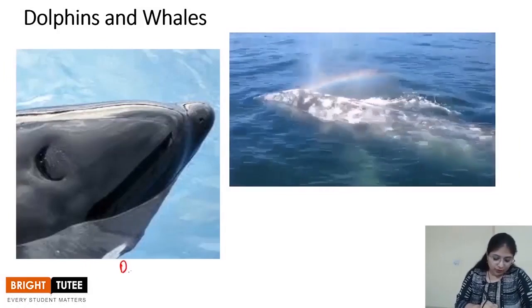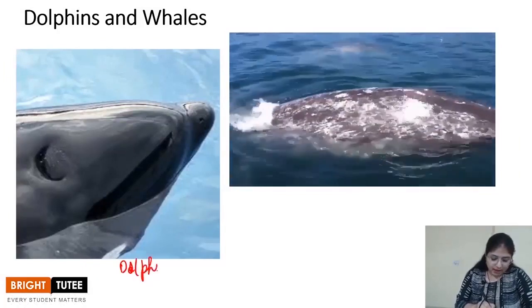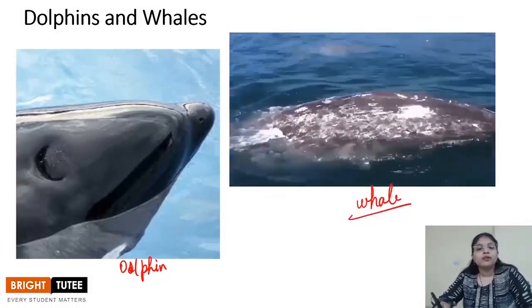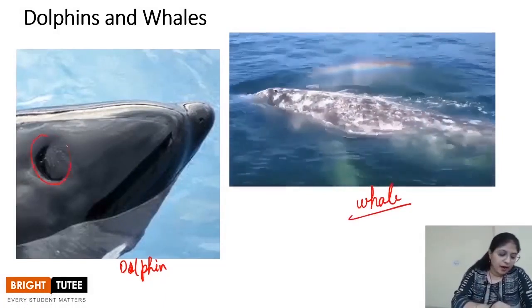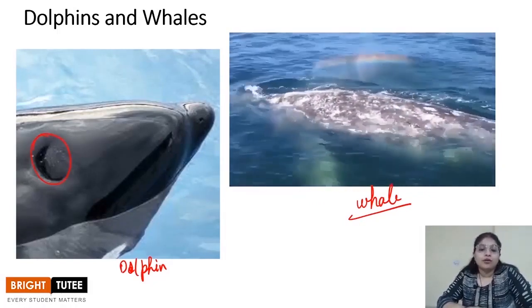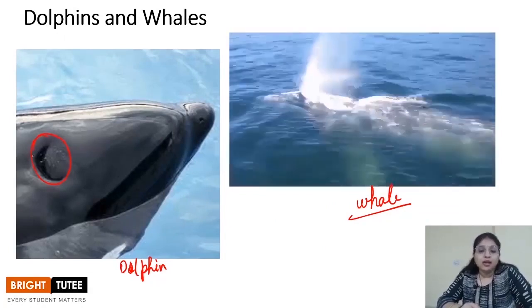So this is a dolphin, right? And this is a whale. So the special feature about both of these animals is this part. These animals actually do not breathe with the help of gills. They actually breathe in air.